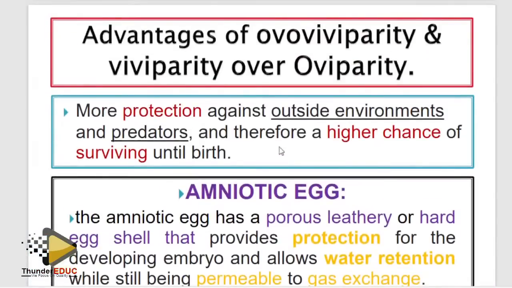Just know the one advantage of external fertilization and of internal fertilization. Basically it's the same thing here. Internal fertilization brings about internal development, and with external fertilization there is a high chance of fertilization. With internal development, there is a high chance of the organism surviving.